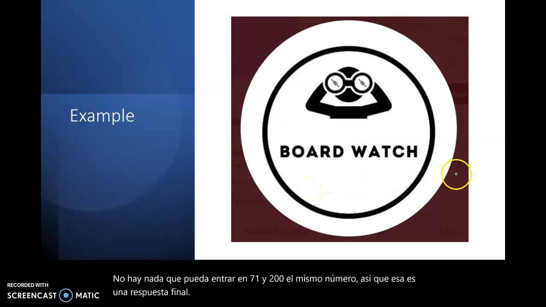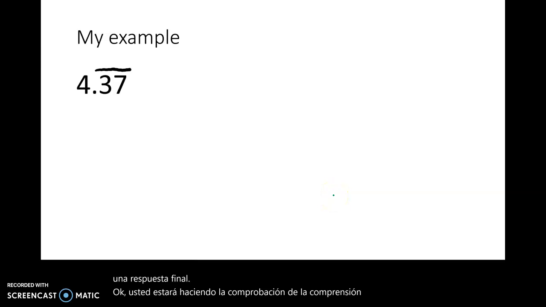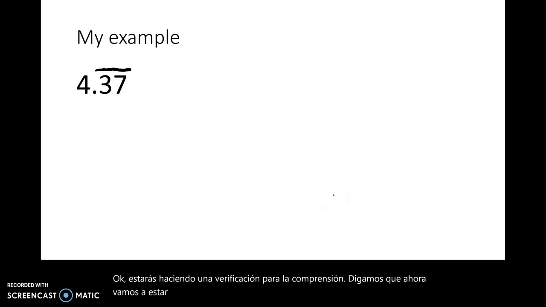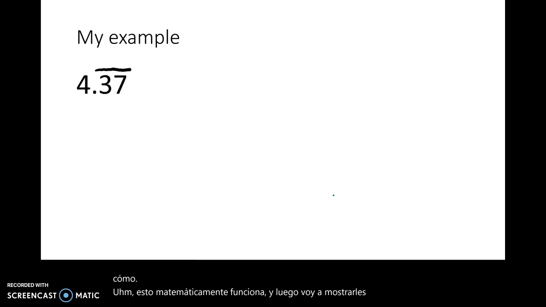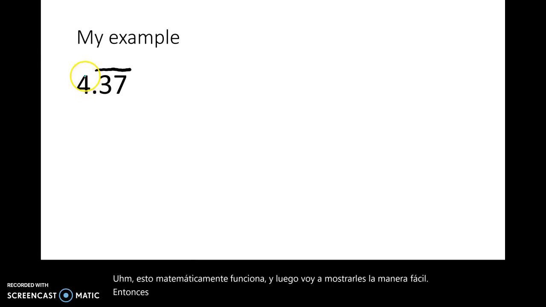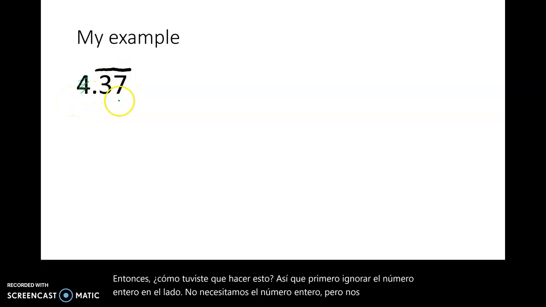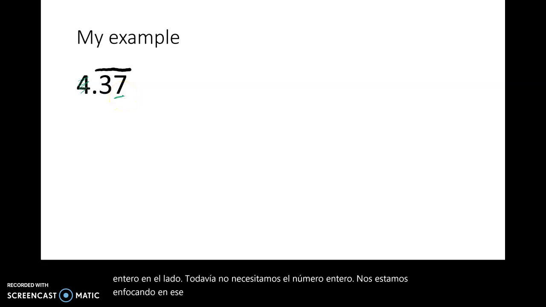Okay, you'll be doing check for understanding. Now we're going to be doing examples of a repeated decimal. I'm going to have to show you how this mathematically works, and then I'm going to show you the easy way. So first ignore the whole number on the side. We don't need the whole number yet. We're focusing on that 0.37. That 0.37 is in the hundredths place.